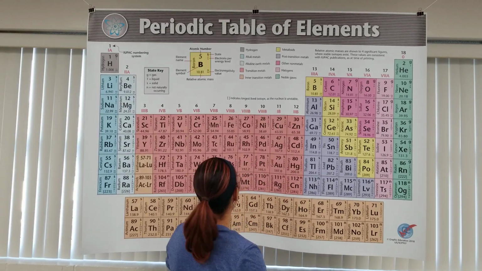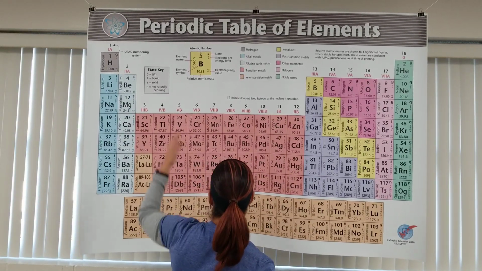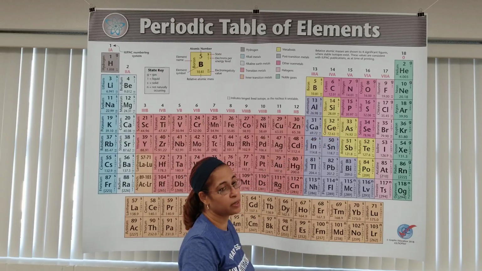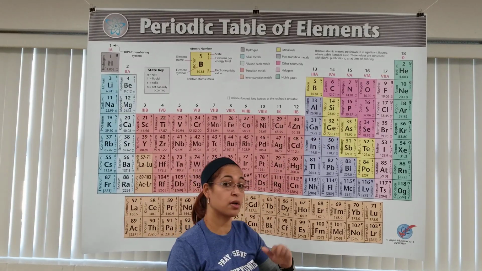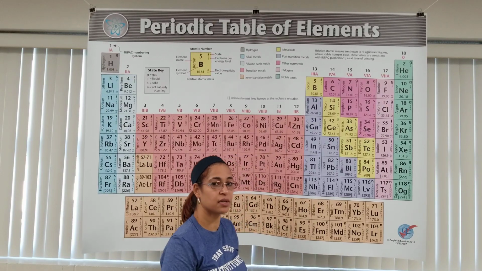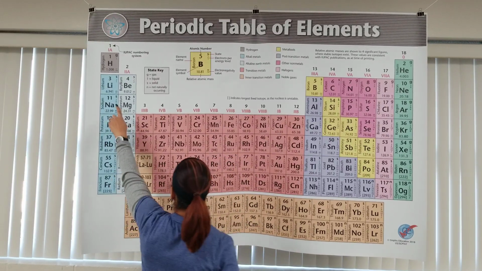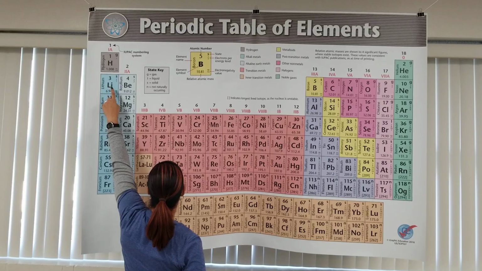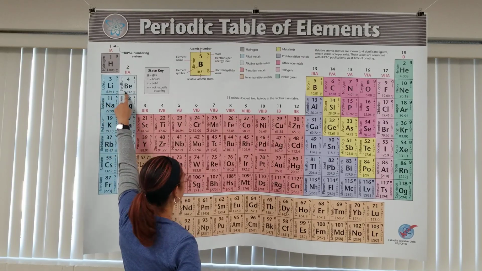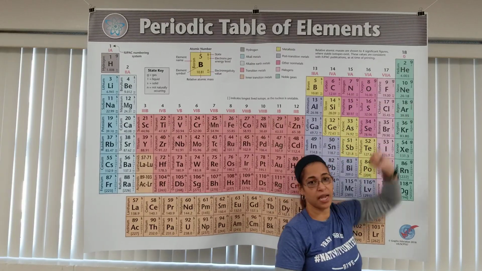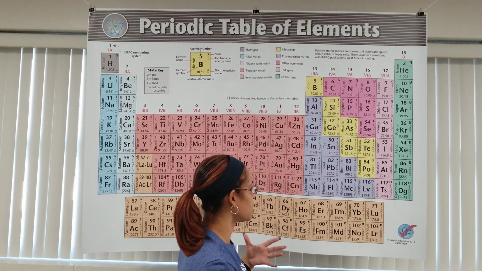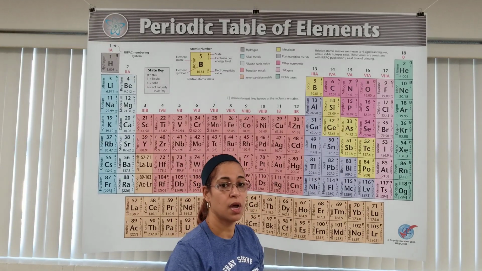So when we look at period 2, now we have lithium through neon. We are now working on our second period, so we're in our second shell. Lithium has 1 electron in its outer shell, beryllium has 2, 3, 4, 5, 6, 7, 8. Okay, so each atom has a maximum of 8 electrons in its outer shell.